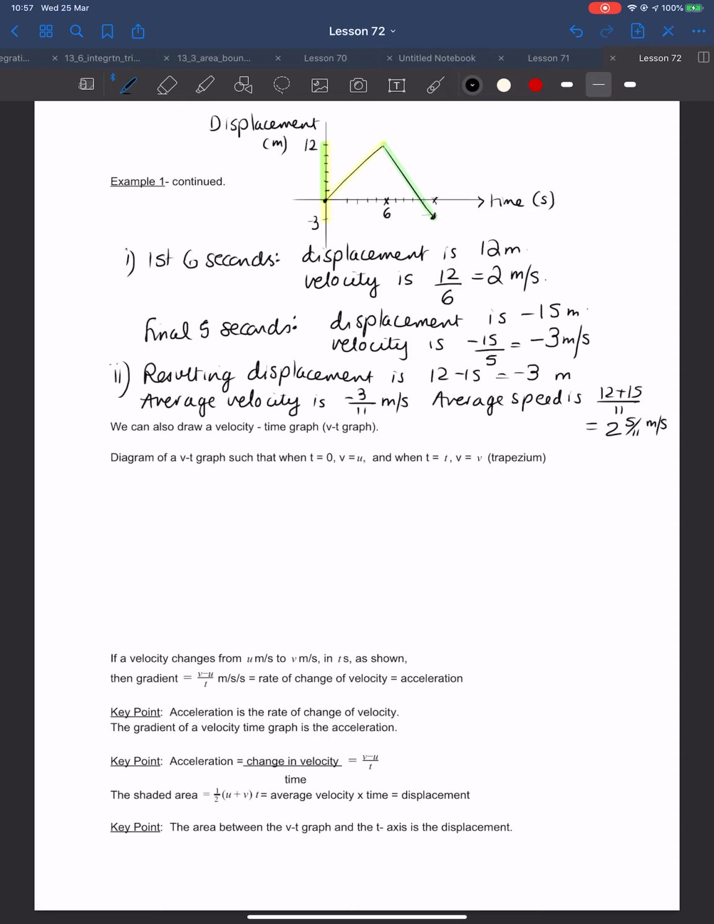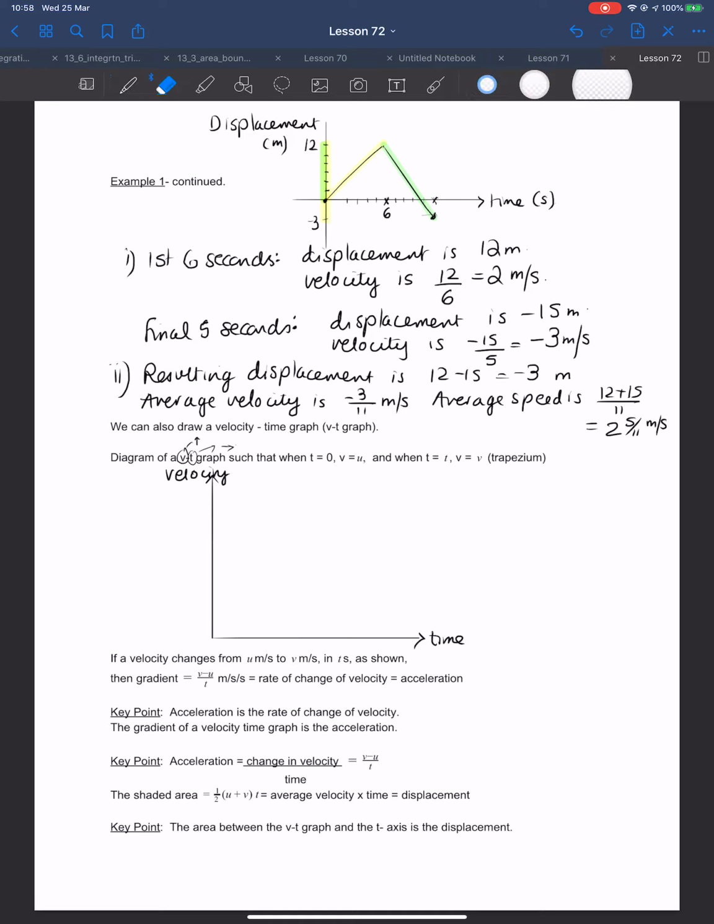Right, next section. We can also draw a velocity time graph. Draw a diagram of a velocity time graph such that when t equals 0, v is u, and when t equals t, v equals v. So this is the velocity here. When they say a velocity time graph like that, v is first, that's on the vertical axis. The second one is on the horizontal axis.